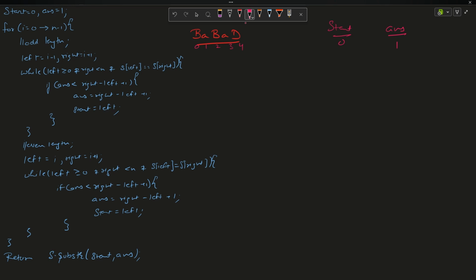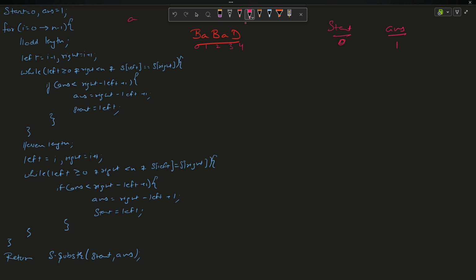Please tell me, if I take only one character out of the substring, let us take A, is it a palindrome? Yes, it is a palindrome. It reads the same left to right and right to left. So my minimal length is always going to be 1. My answer will never go less than 1, right? So I'm taking my answer as 1, and the string I want is B. That is my start point.